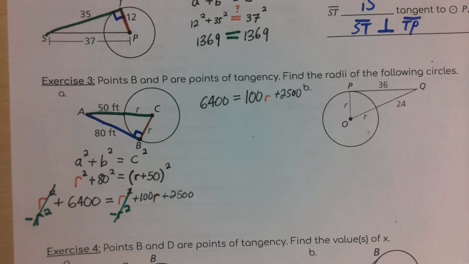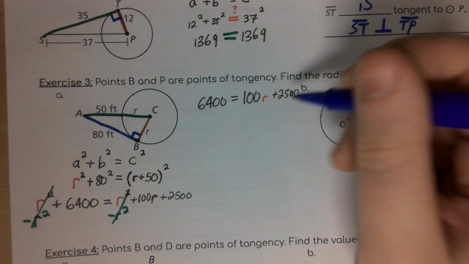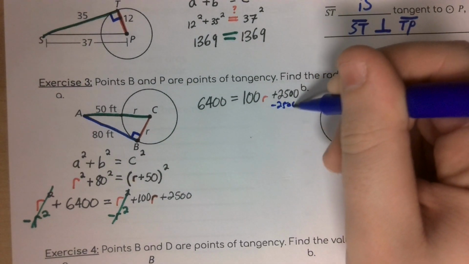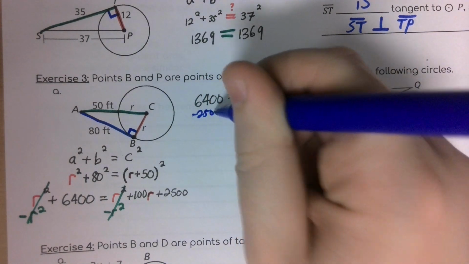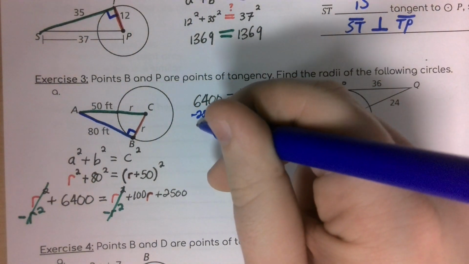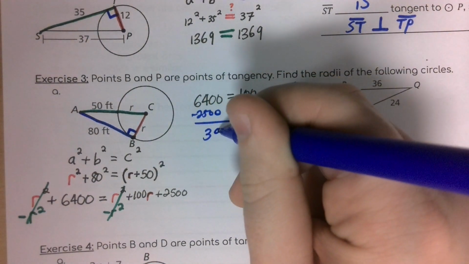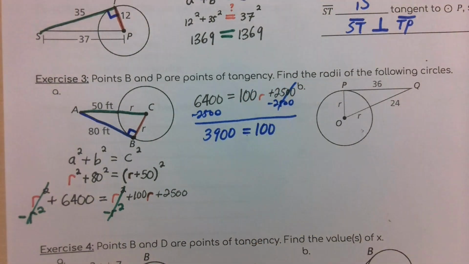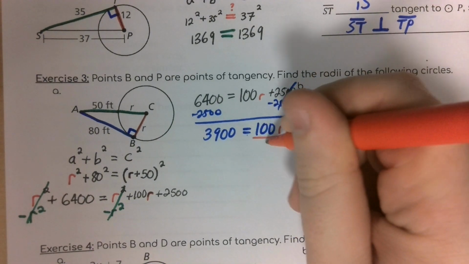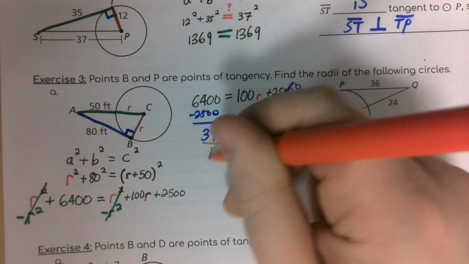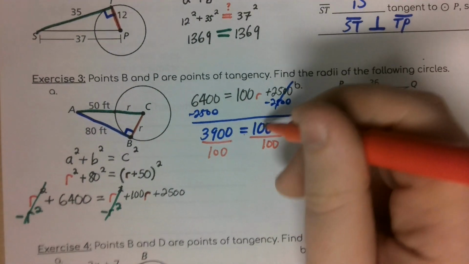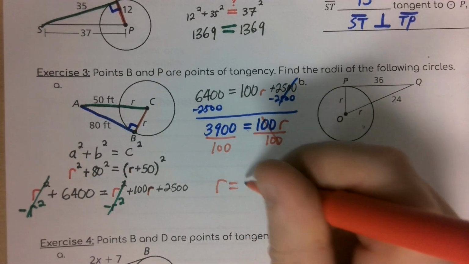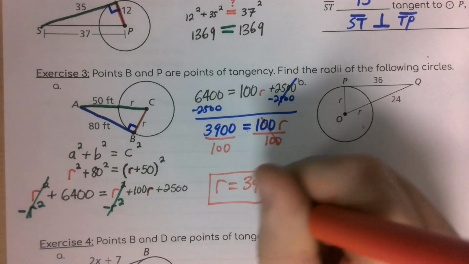From here, we can just subtract 2,500 from both sides, giving us 3,900 equals 100r. And finally, to get r by itself, we can just divide both sides by 100. r equals 39. That's our radius.